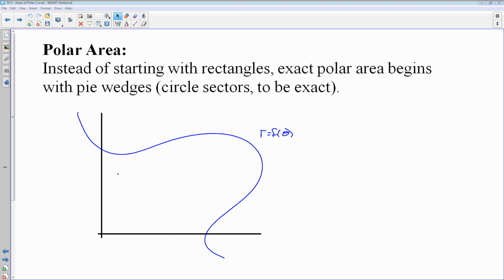So if this is some general function r equals f of theta, and I wanted to find, say, the area inside all of this region, I would start by, instead of doing rectangles, cutting off a section of it, and then we'll create a little circular wedge, like so.